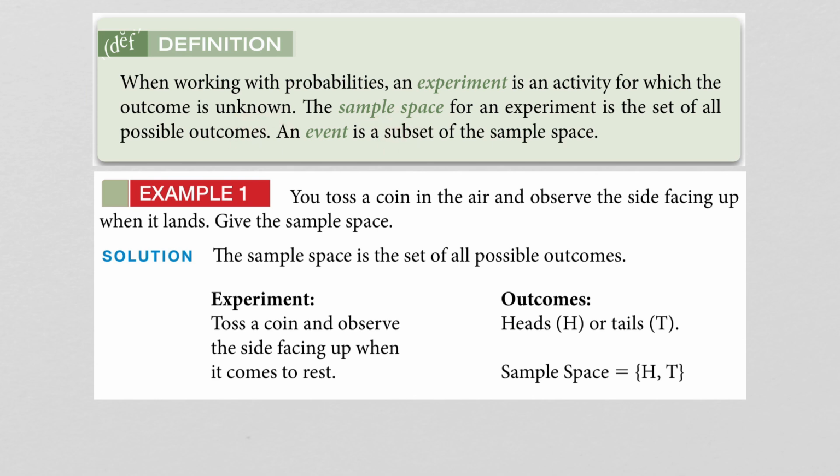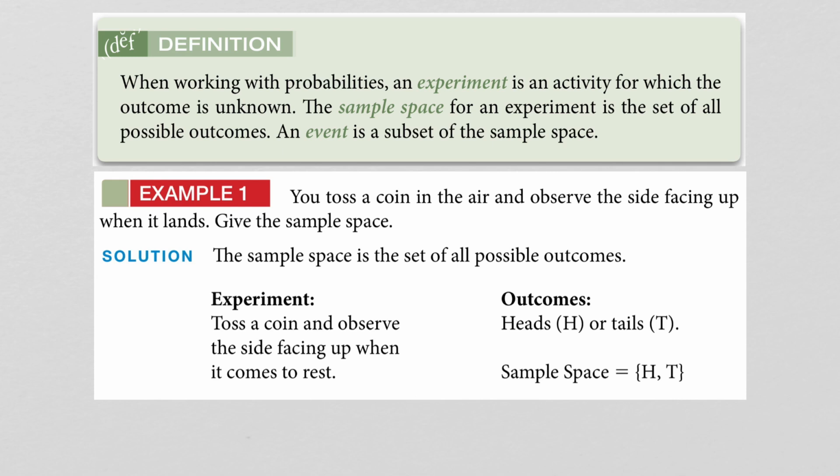The sample space for an experiment is the set of all possible outcomes, and an event is a subset of the sample space. So for example, suppose you toss a coin into the air and observe the side facing up when it lands. What is the sample space?